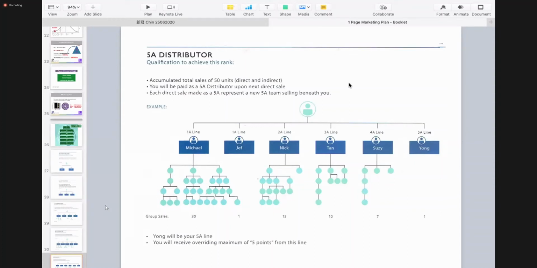Now, at this point, I will point out something. Normally, at this point, we will be looking at it. Okay, friend, let's look at Susie. Susie comes in, she bought the machine, you earn 4 points. Now, underneath her, got 1, 2, 3, 4, 5, 6. 6 people bought the machine, and you are going to get how much? 4 points each, or 4,000 ringgit each machine.